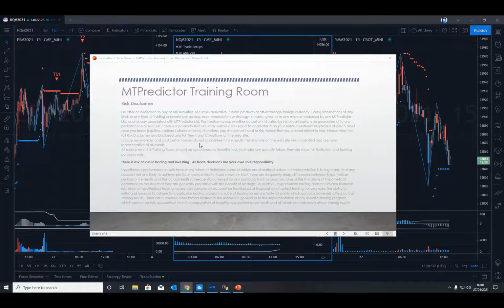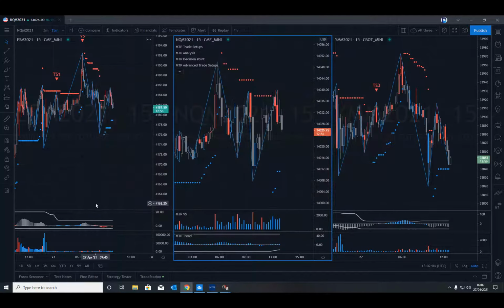But let's start by looking at our risk disclaimer. As usual, all examples in this training room should be considered as hypothetical. No trades are actually taken. They're just shown for illustration and training purposes only. Remind you there's a risk of loss in trading and investing. Put another way, all trade decisions are your own sole responsibility, and you must accept that losses can and do unfold. No matter what trading approach we take, there always will be losing trades, just a fact of any trading approach.